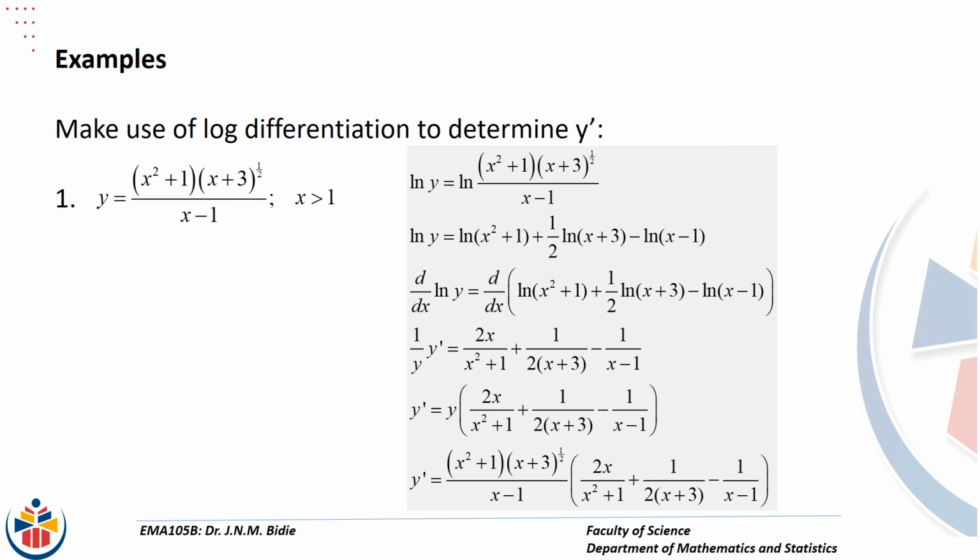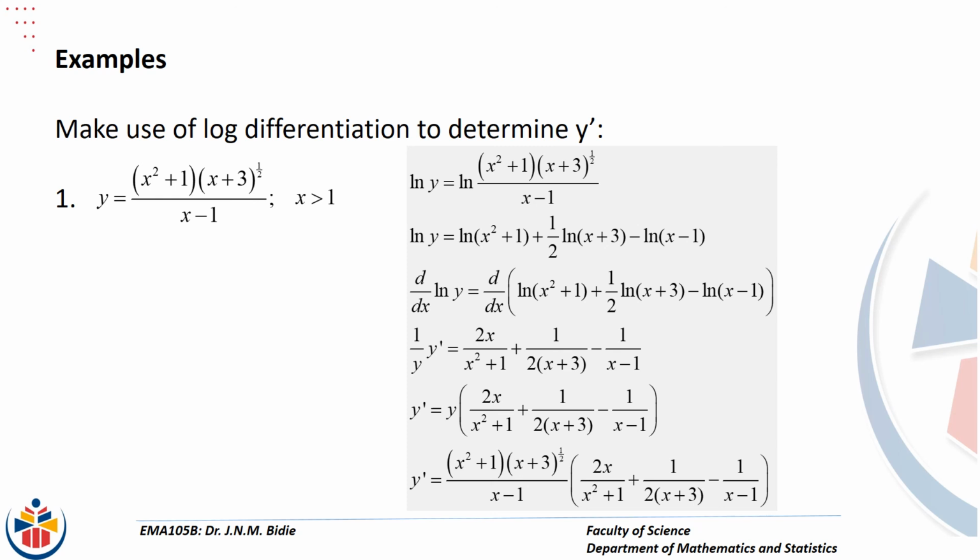And then find the derivative of each term. Remember, the derivative of y, because y is a function of x, will always be y prime. So now we've got ln y, we'll have 1 over y times y prime, equal to the derivative of each term on the right hand side, which gives us 1 over x squared plus 1 times 2x using the chain rule, plus half times 1 over x plus 3, minus 1 over x minus 1.